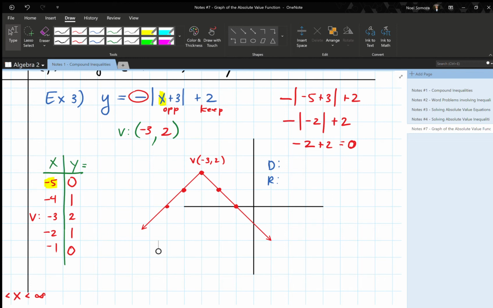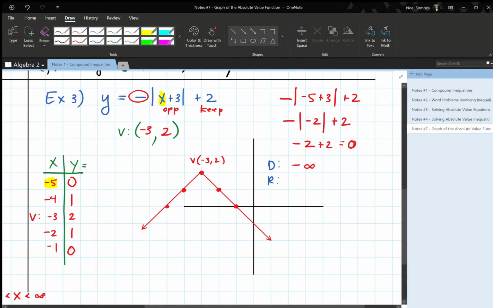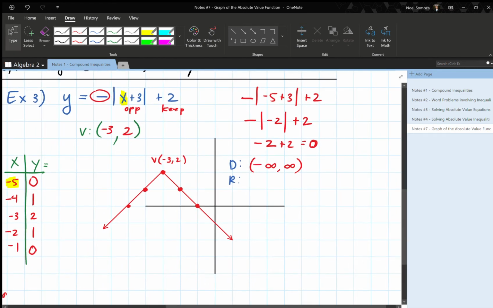What's the cheat code for domain? Same thing, man. It's negative infinity to infinity. Men, women, boys, girls, people. Okay. It looks the same way with an inequality as well.